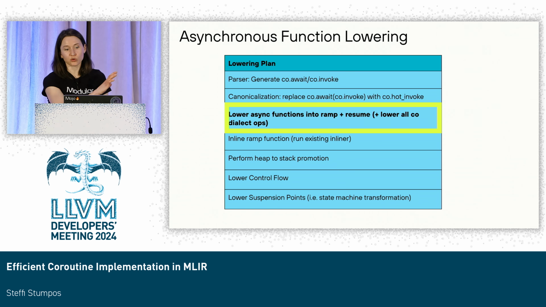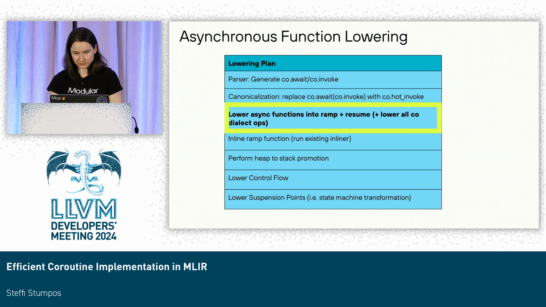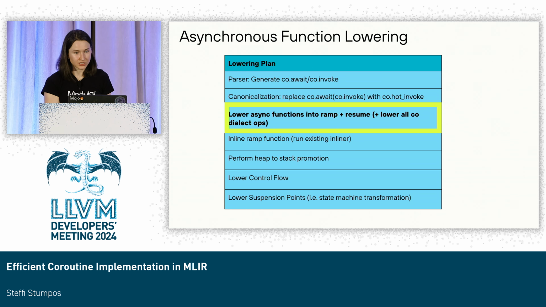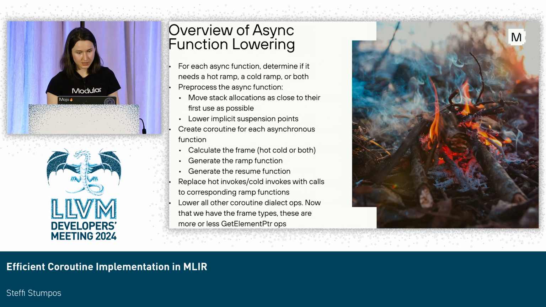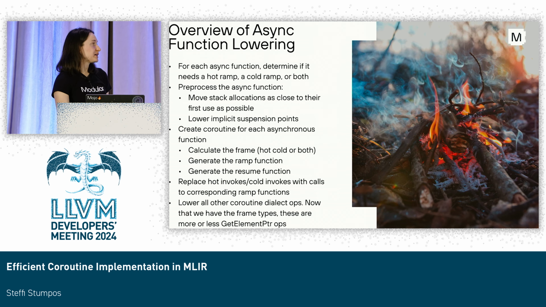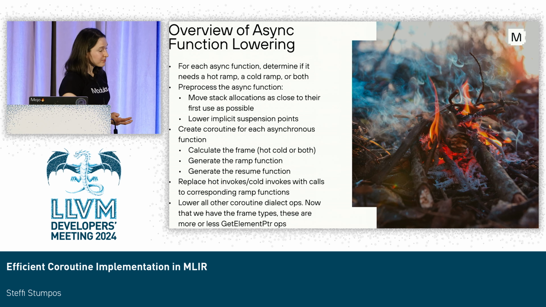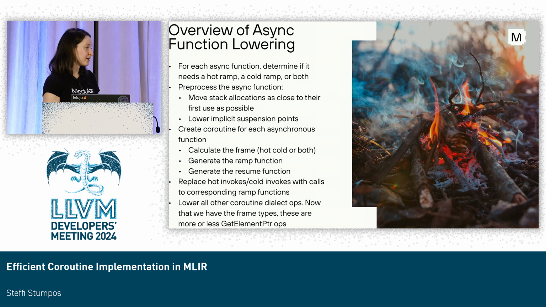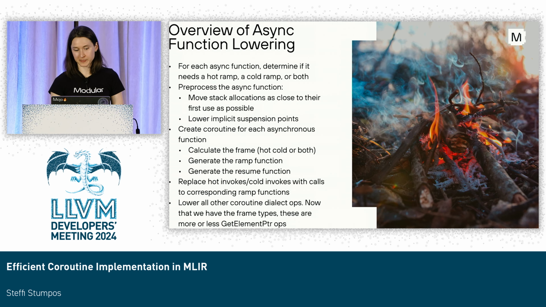Okay, so we've defined the ordering of the ops. Now let's focus on the how. How do we perform this transformation? The state machine transformation is pretty simple, and I already showed the example of the canonicalization. So let's focus in on the lower async functions pass. Here's a general outline of what's going on. I'll break it down into 4 steps. We pre-process, we perform the frame calculation, we generate the ramp and resume, and then we lower all those frame ops to get element pointer ops into the frame that we just generated.